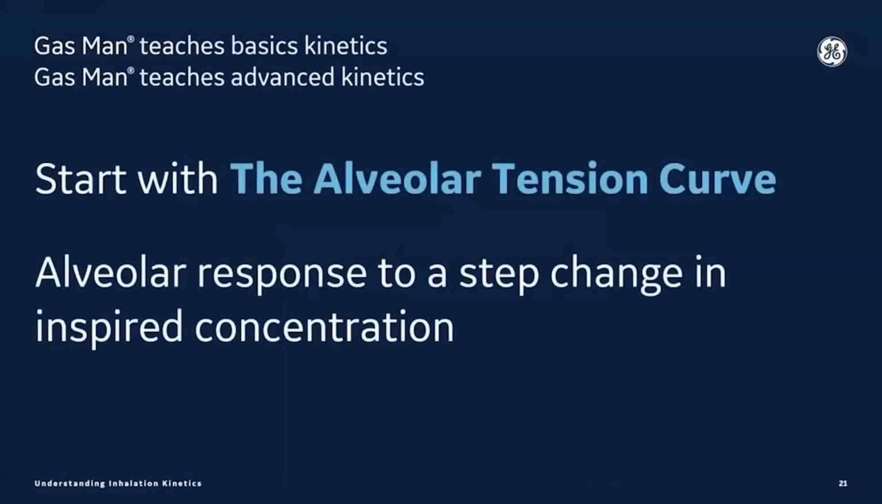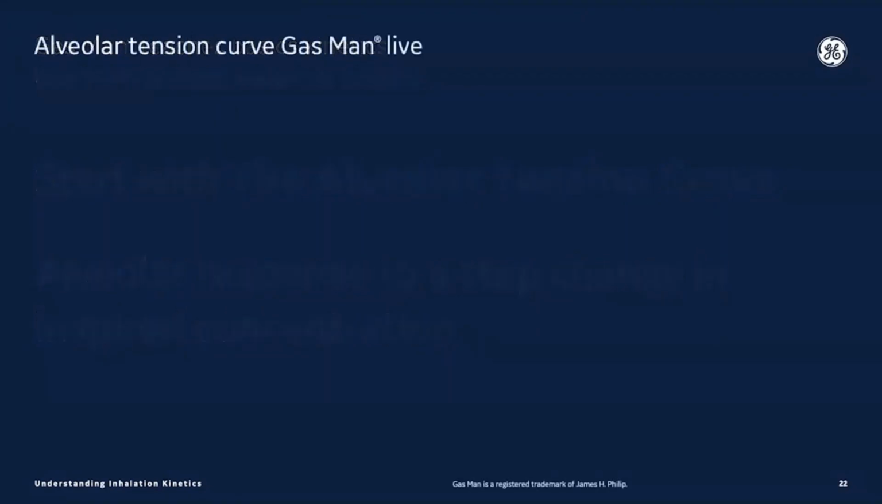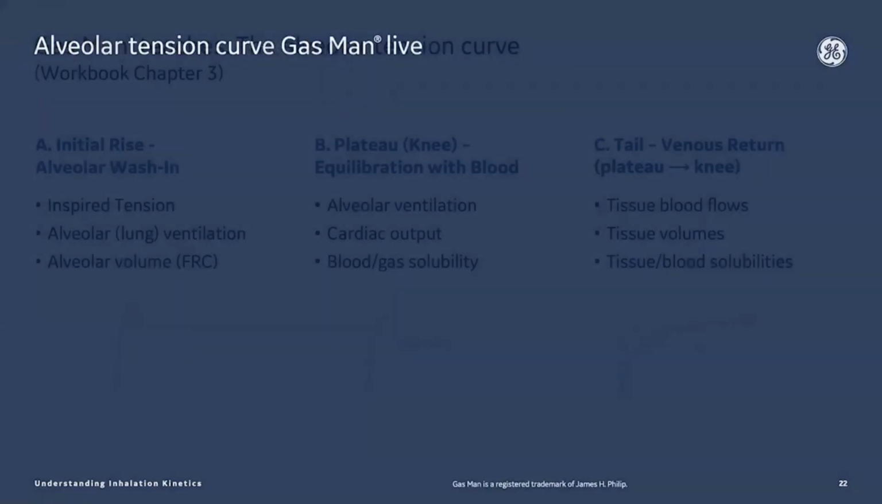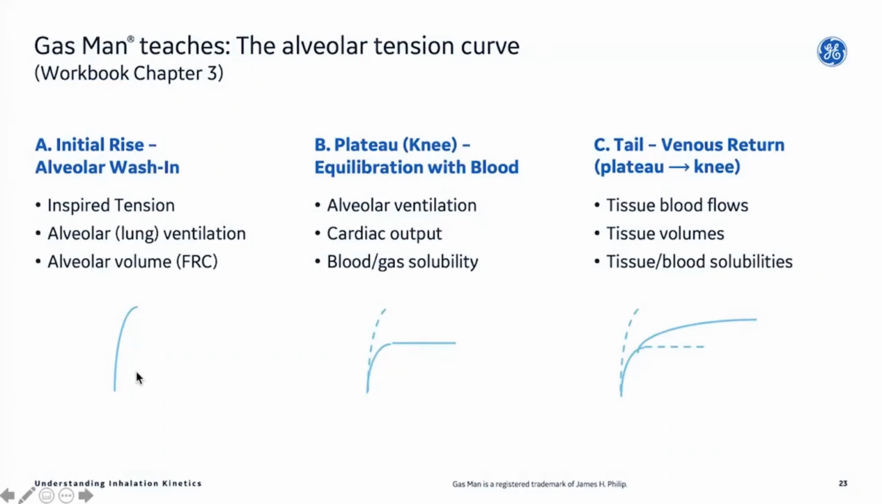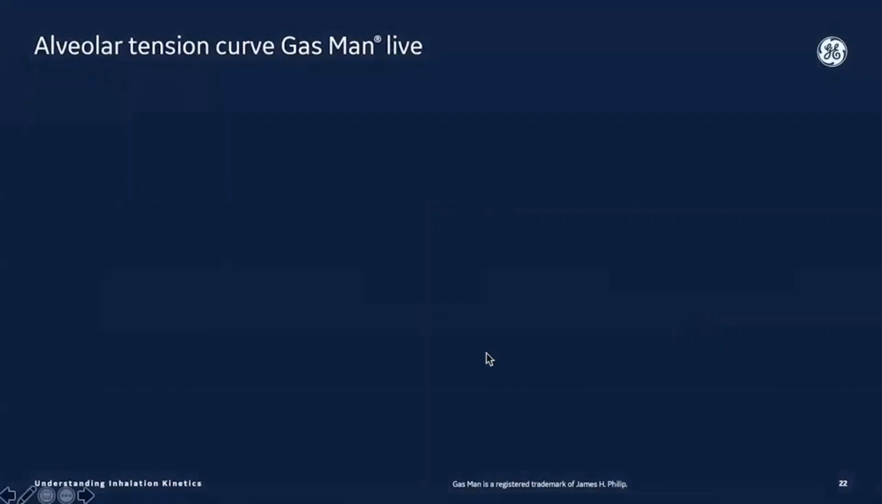So we will begin with the alveolar tension curve. It is the response in the alveoli to a step change in the inspired concentration. Inspired suddenly goes up and is held constant, and we look at what happens to alveolar. What we see is there's an initial rise, a plateau in the curve that disappears into a curve going up. Let me simulate that here for a moment.